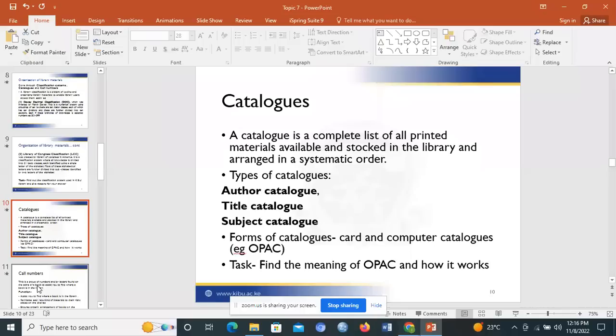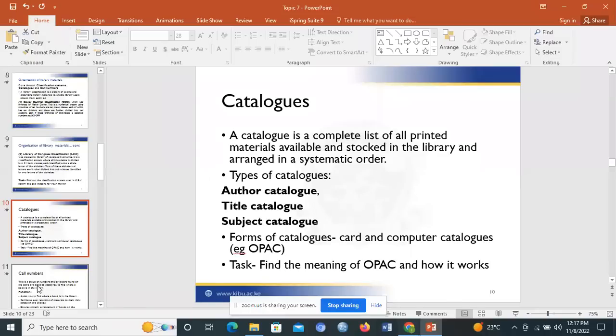And the computer catalog is found inside a computer terminal that is usually located in the library. For example, in our Kibabi library, we use the computerized catalog, and it is found in the two terminals that are found in the library. So once you enter the Kibabi University Library, ahead of you, you will see two computer terminals. Those are our computer catalogs, under what we call the OPAC system.